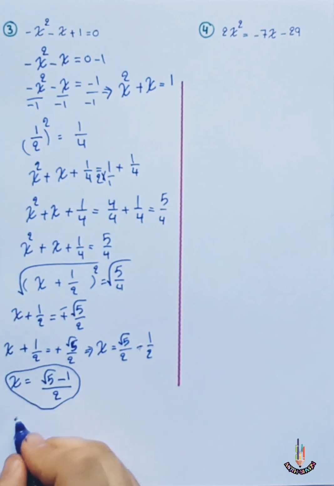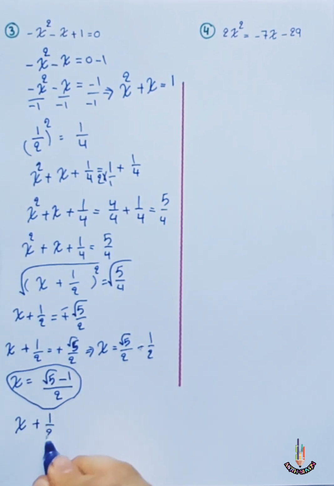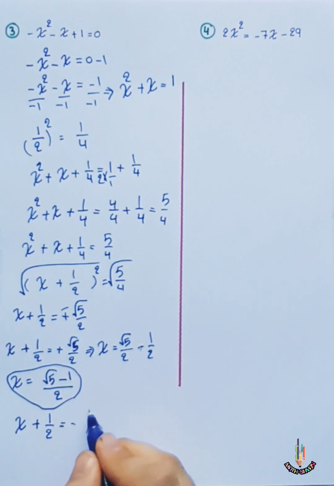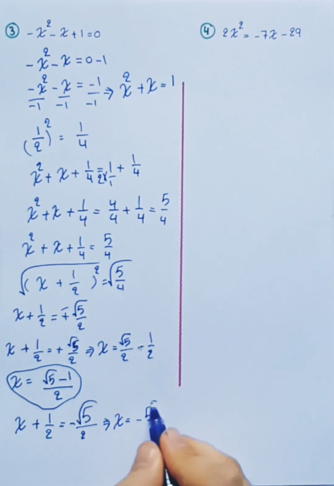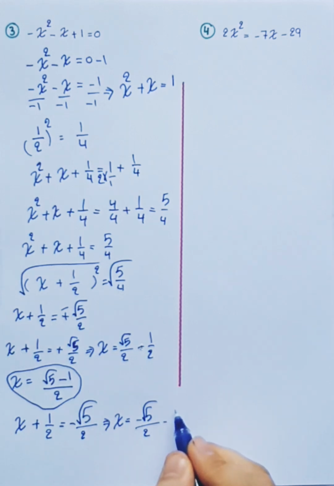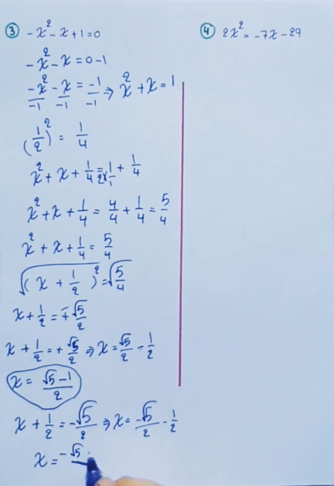For the second value, x plus 1 out of 2 equal to negative square root of 5 out of 2, and then you have to move 1 out of 2 to the right side, so x is equal to negative square root of 5 out of 2 minus 1 out of 2. So the value for x is negative square root of 5 minus 1 out of 2. So this is the second value for x.